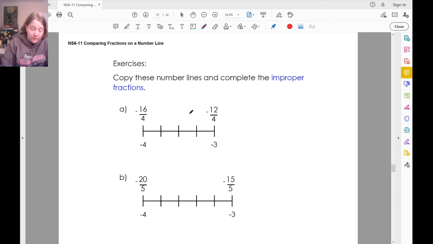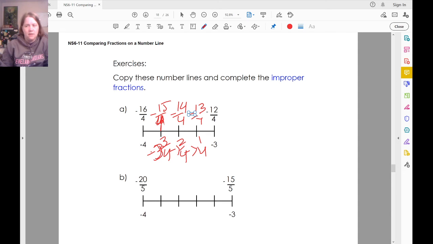So -12 over 4, -13 over 4, -14 over 4, -15 over 4, -16 over 4. Then -3, -3 and 1/4, -3 and 2/4, -3 and 3/4. I don't know what number that is, but you heard me say -3 and 3/4.